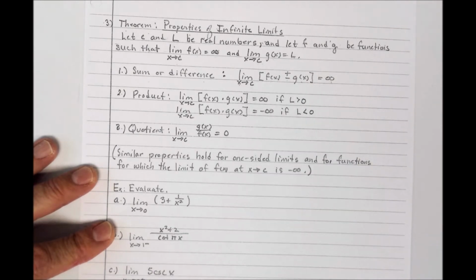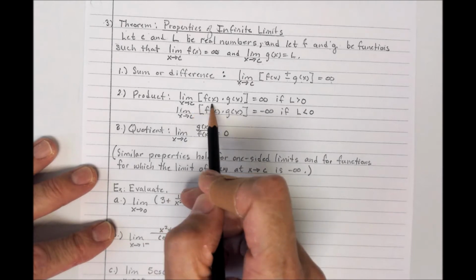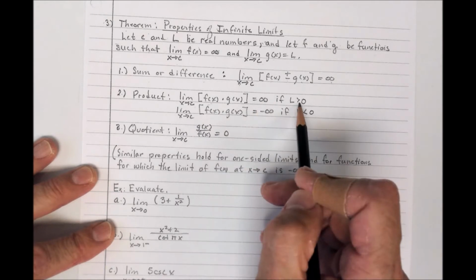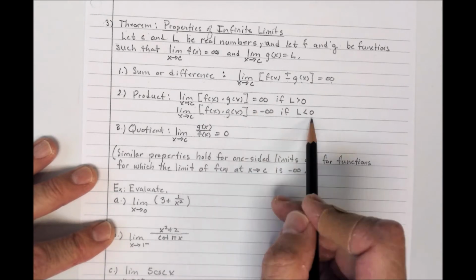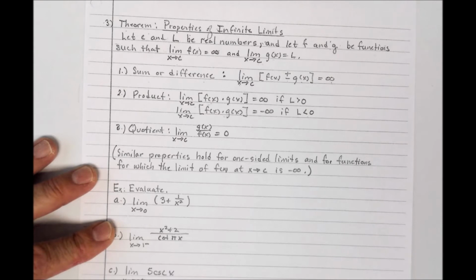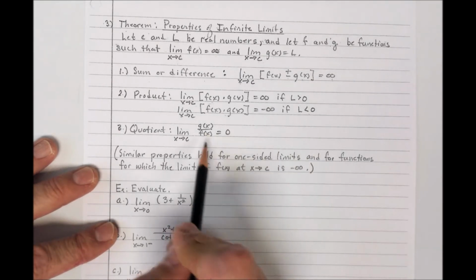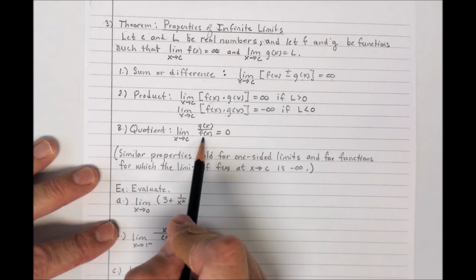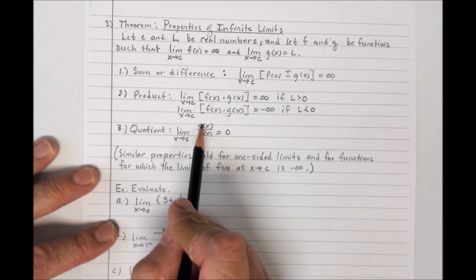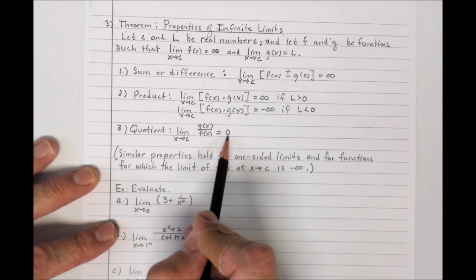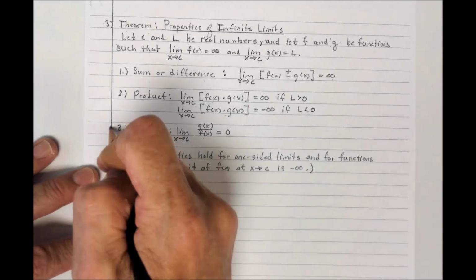The products. The limit as x approaches c of f of x times g of x. Now this is going to infinity, and this is going to L. Well, this will be positive infinity if L is greater than 0. This would go to negative infinity if L is less than 0. And of course here, if g of x is going to L, f of x is going to positive infinity, I have a, quote, small number over a large number. This is going to go to 0. Always good things to remember these.